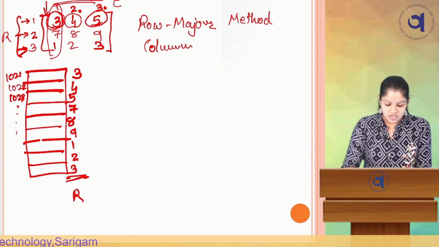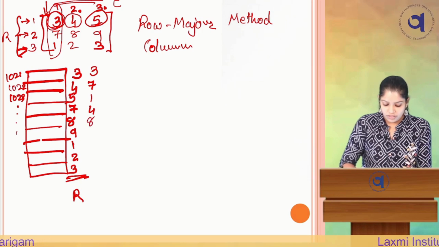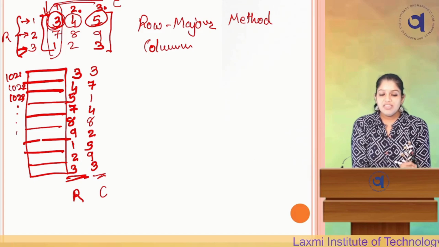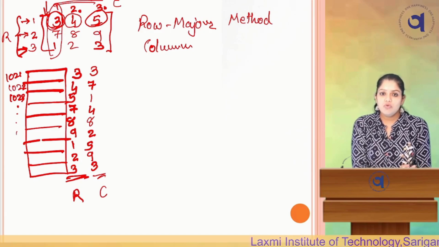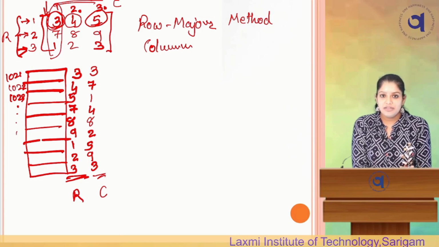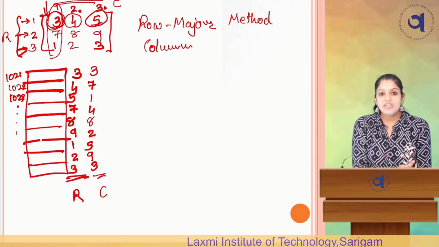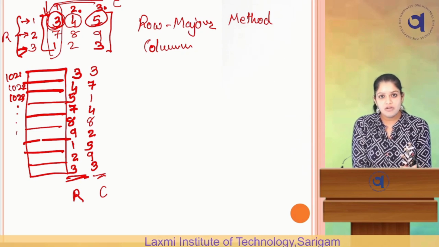So, in the column major method, it can be stored like this: 3, 7, 1, 4, 8, 2, 5, 9, 3. So, this is the column major method, right. In physical memory, these two ways are there to store a 2-dimension array. In a similar way, for a multi-dimension array we can use these two methods only, that is, the row major method and the column major method.